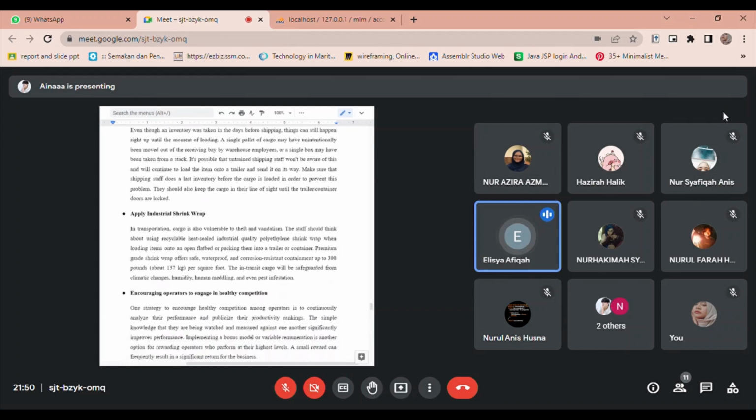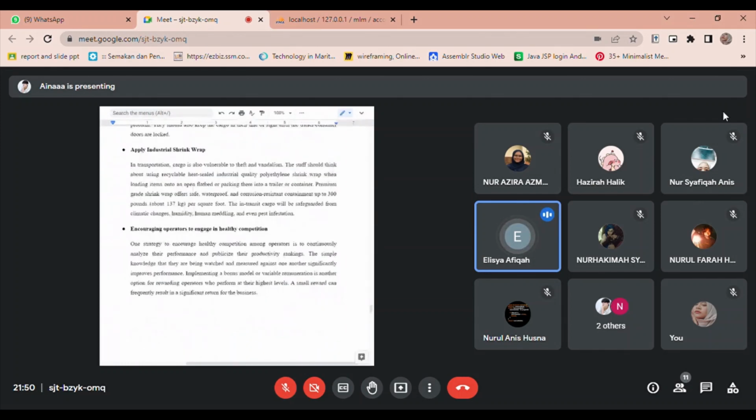Next is to apply industrial shrink wrap. In transportation, cargo is also vulnerable to theft and vandalism. The staff should think about using recyclable heat-seal industrial quality polyethylene shrink wrap when loading items onto an open flatbed or packing them into a trailer or container. Premium grade shrink wrap offers safe, waterproof and corrosion resistant containment up to 300 pounds, which is about 137 kg per square foot. The inside cargo will be safeguarded from climatic change, humidity, human meddling, and even pest infestation.